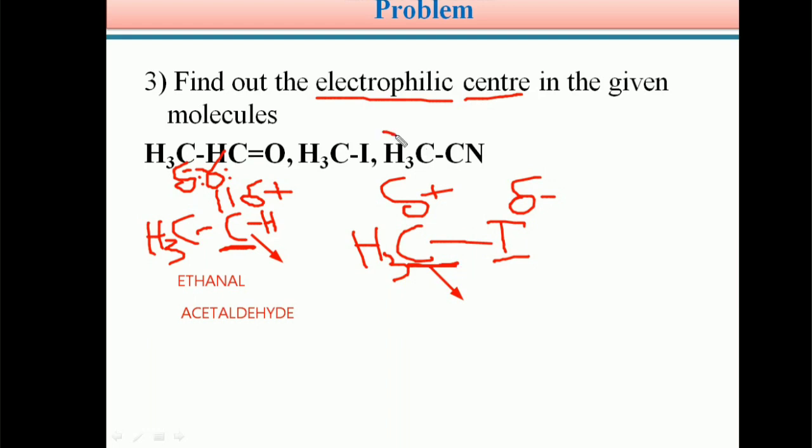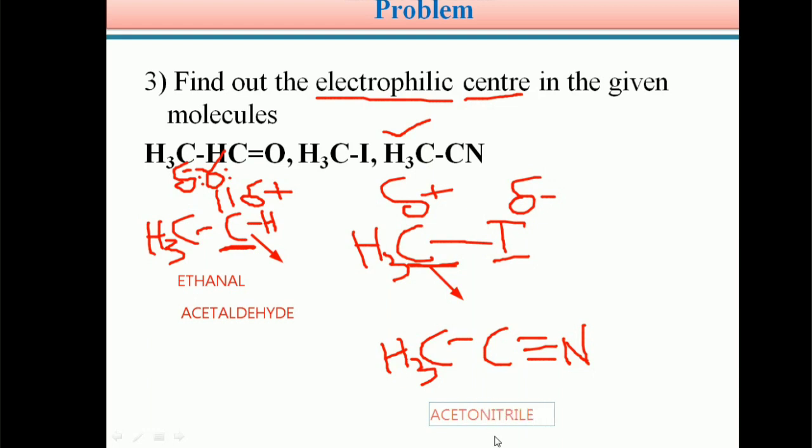Next one, CH3CN. Students, its common name is acetonitrile. It is popularly used as a solvent in many organic reactions. CH3 C triple bond N. Its common name is acetonitrile.